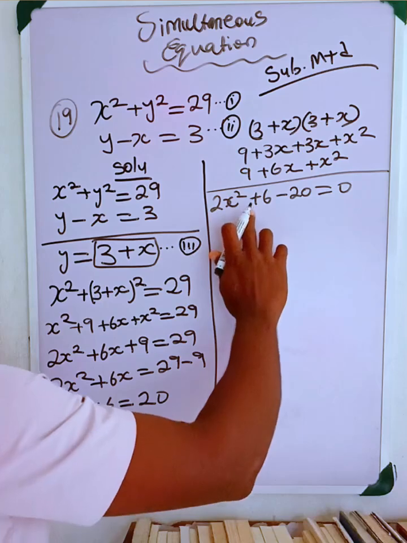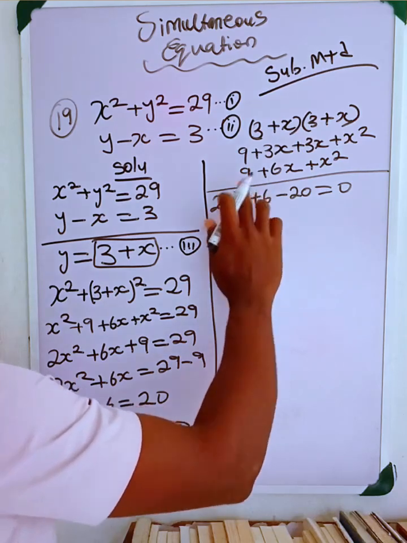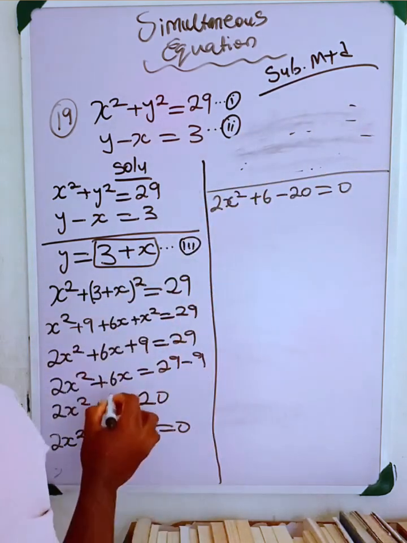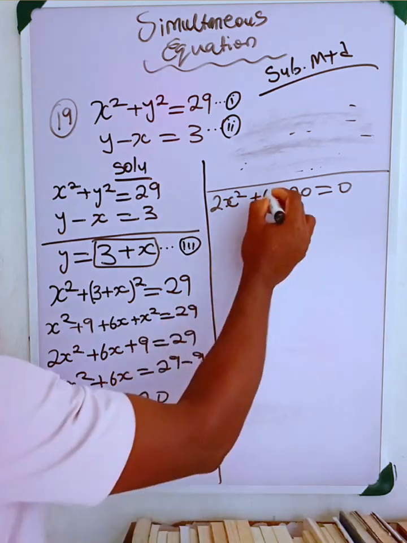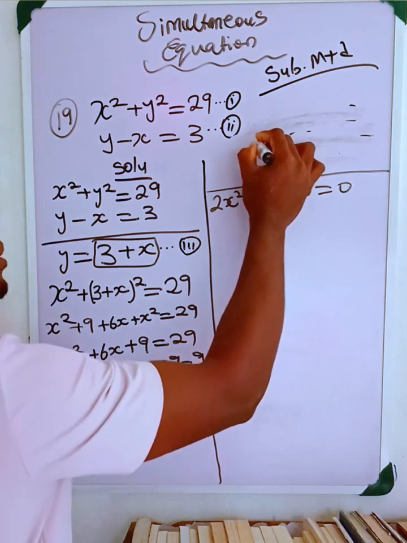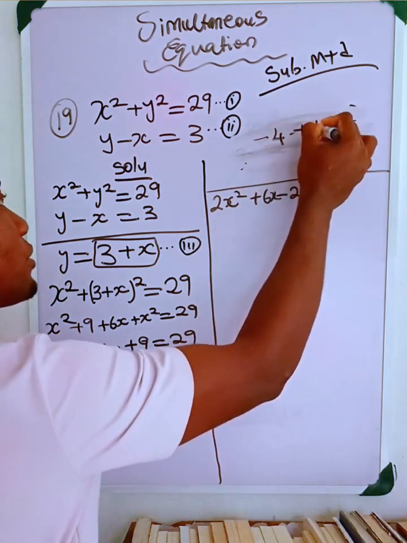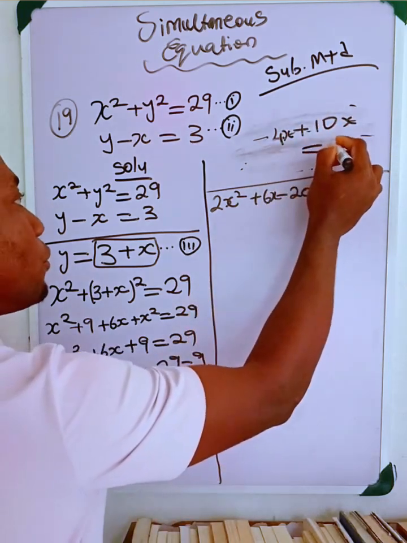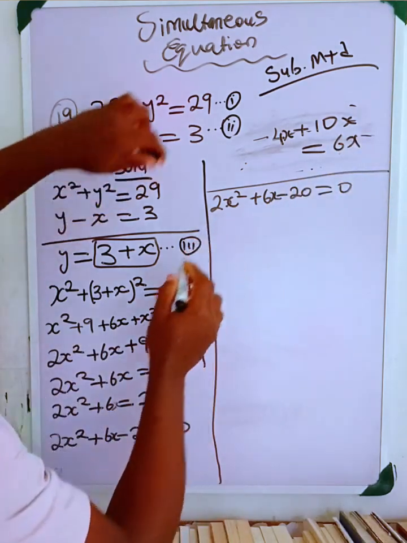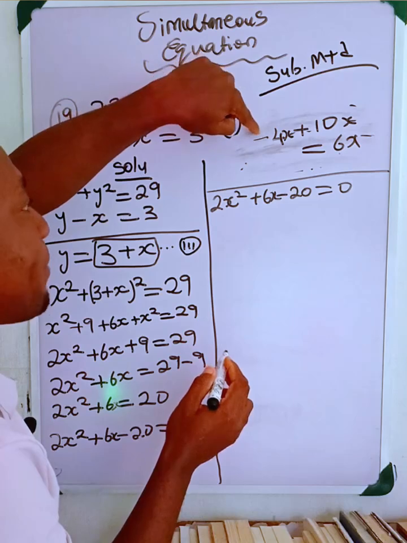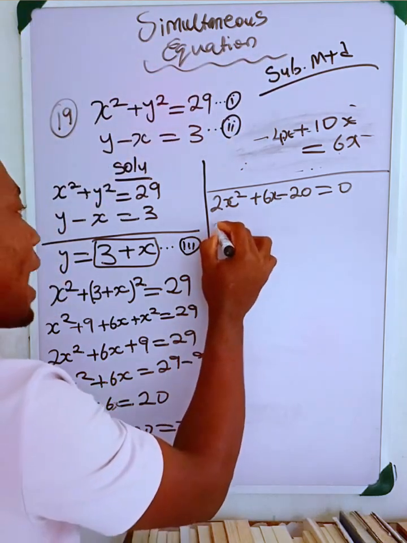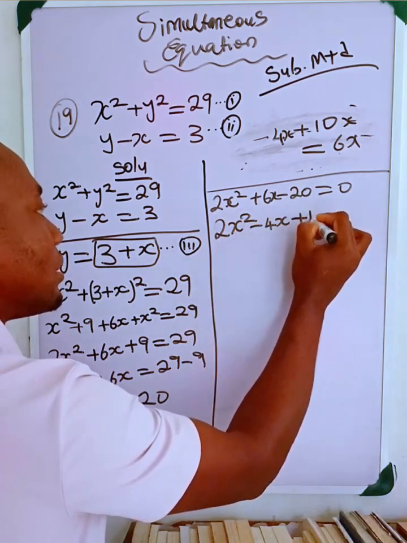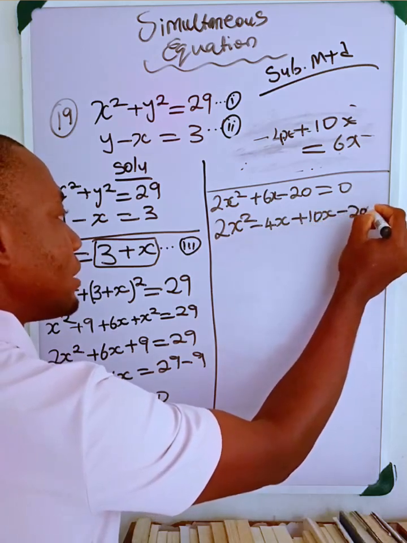Now we are going to find two numbers that when we add them together, we will have plus 6x. Minus 4 plus 10. Minus 4x plus 10x will give you 6x, which is plus 6x. So 6x is the same thing as minus 4x plus 10x. So we have 2x squared minus 4x plus 10x minus 20 equals 0.